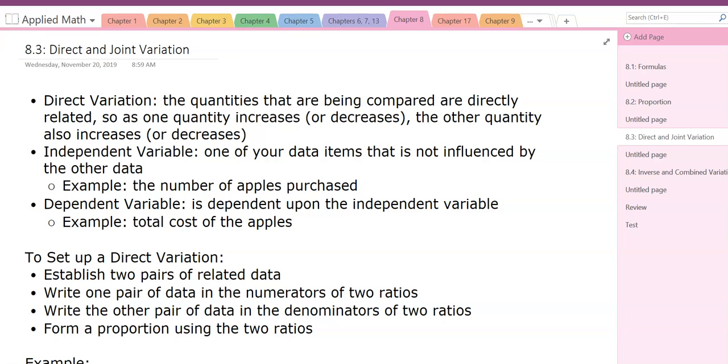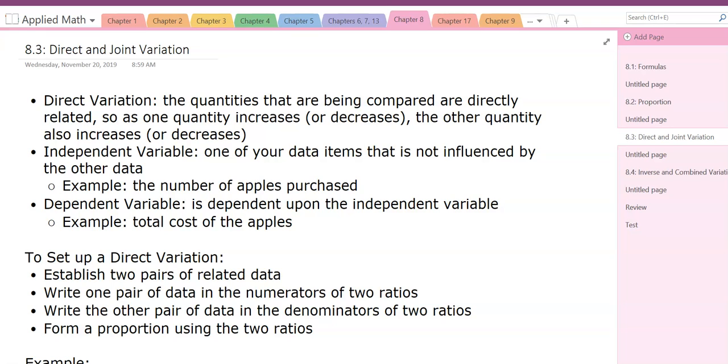So this is when the quantities that you're comparing are directly related. So whatever one quantity does, the other quantity does the exact same thing. So if one increases, the other increases. If one decreases, the other one decreases. Those kind of things. So a couple of vocabulary words.